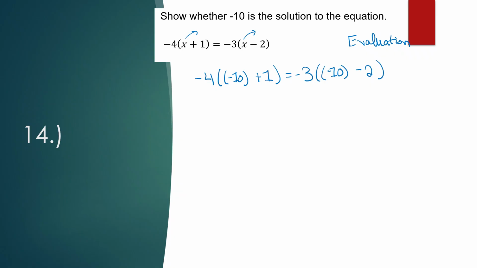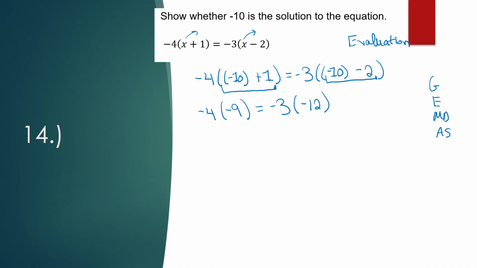And now I'm ready to simplify. So grouping, here's that GEMDAS. Well, I've got grouping here. So I have negative 4 times negative 9 equals negative 3. And then that gets combined and I get negative 12. Now I multiply. 36 equals 36. Because they came out as the same, it means that in fact negative 10 is the solution to the equation.